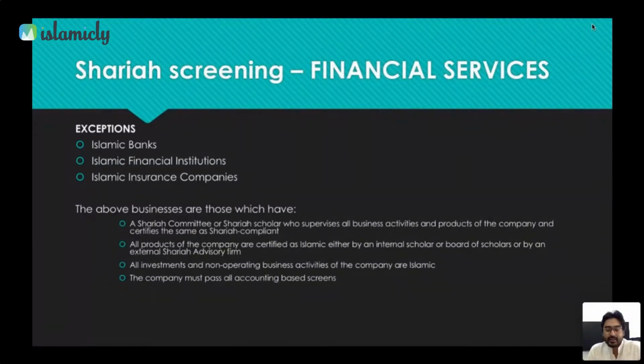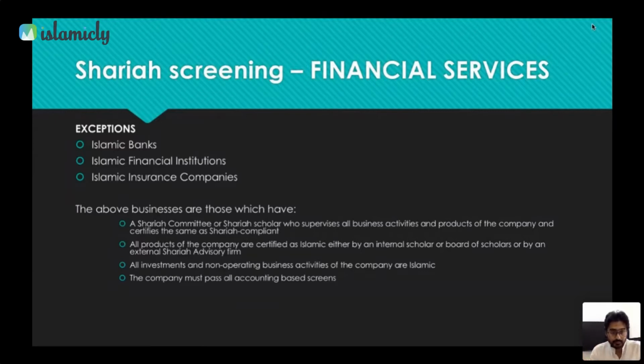So a company involved in financial services will be considered Sharia compliant if a Sharia committee or a Sharia scholar supervises all business activities and products of the company and certifies the same as Sharia compliant. So the first criteria is they should either have a Sharia board having Sharia scholars who supervise the business activities as well as the products of the company and certify that this is Sharia compliant.